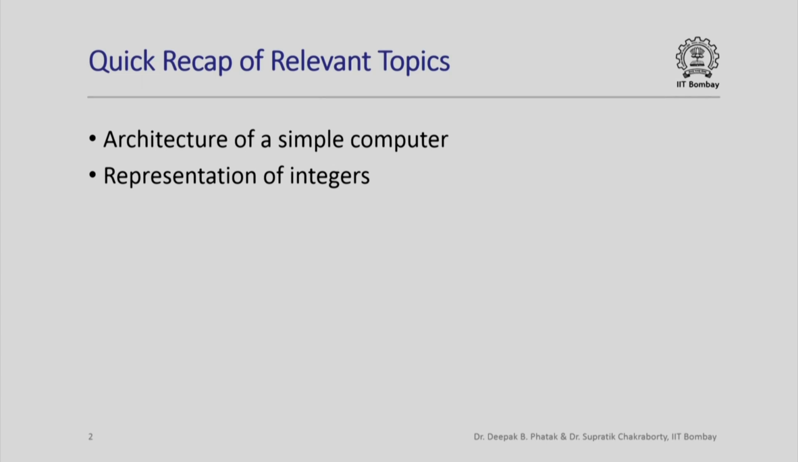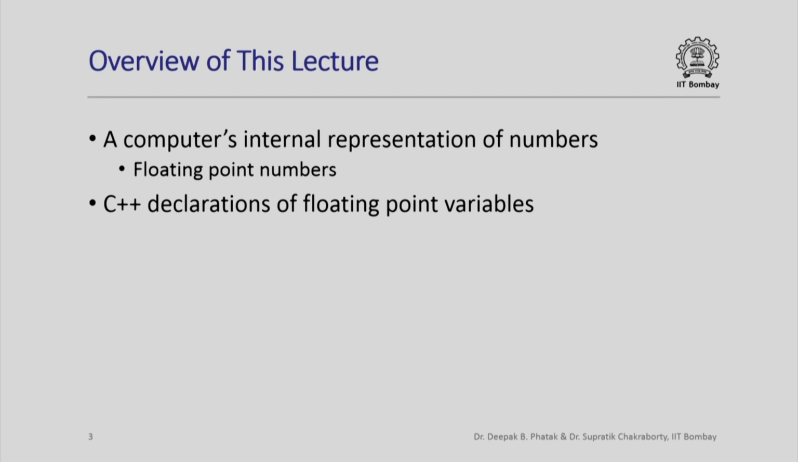Hello and welcome. In this lecture, we are going to see how floating point numbers are represented inside a computer. Here is a quick recap of the relevant topics. We have already seen the architecture of a simple computer, and in a previous lecture we also looked at how integers, both signed and unsigned, are represented in a computer. In this lecture, we are going to see how a computer internally represents floating point numbers and how in a C++ program you can declare floating point variables.